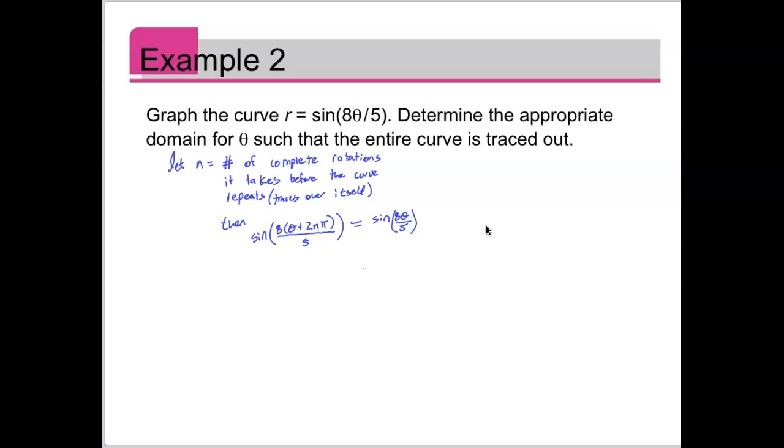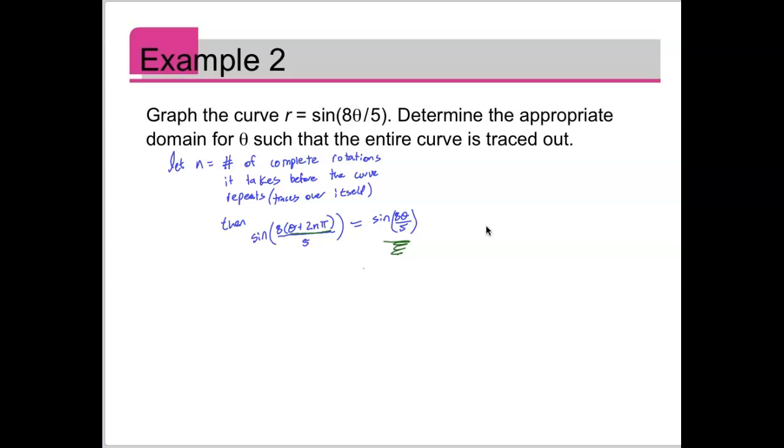So the reason it's 2n pi is, remember, we're considering n to be a number of rotations, right? So how many radians are there in a complete rotation? There are 2 pi. So however many complete rotations, we're going to multiply that by 2 pi. We're going to add that to our input angle, and then we're going to set it equal to the original output. And what we want to figure out is the first value of n that would make this occur.